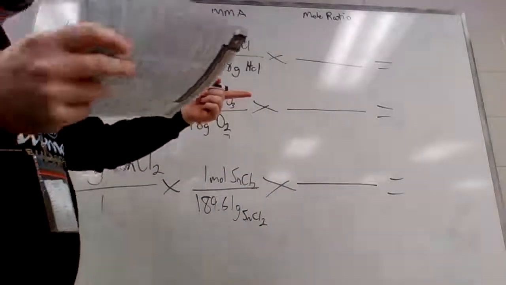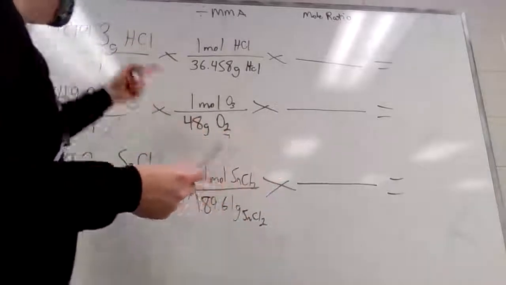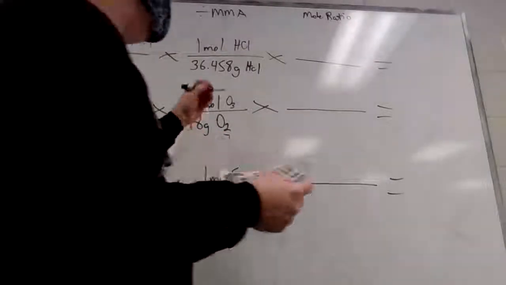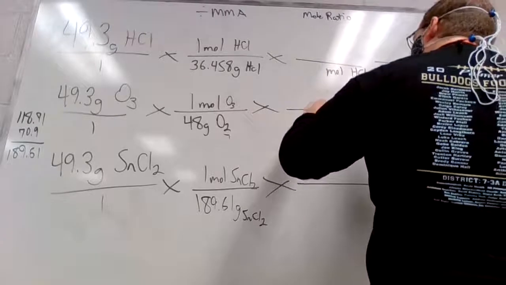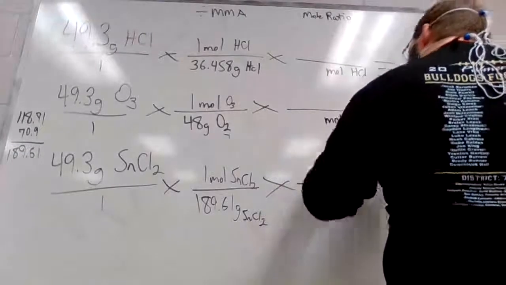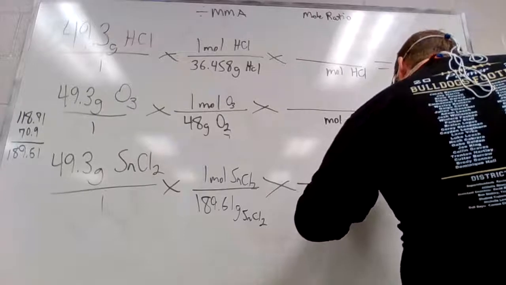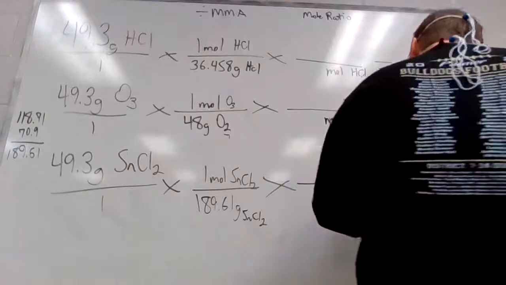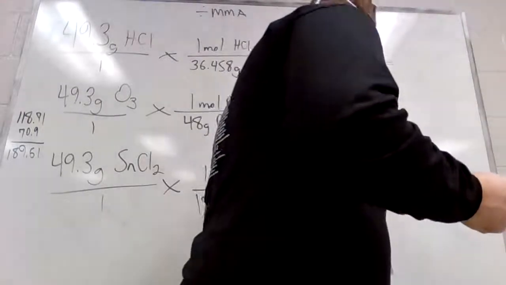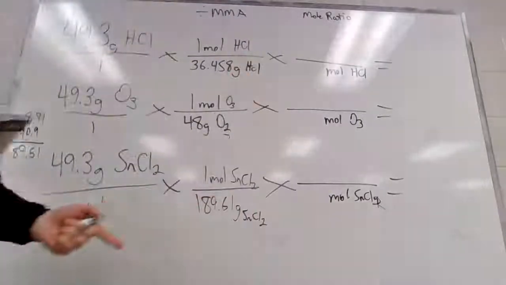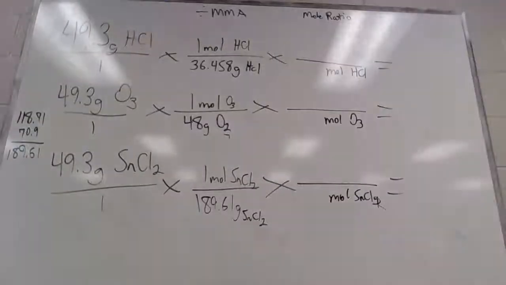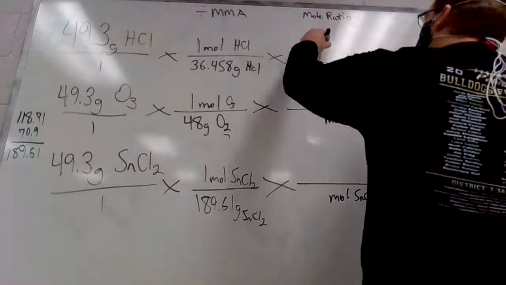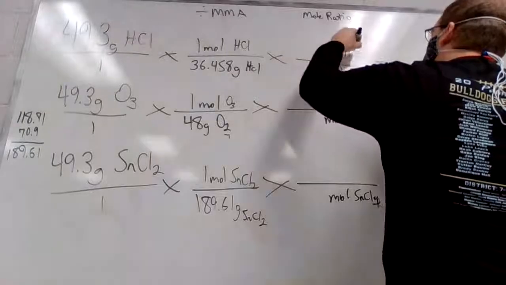I just need to set up my mole ratio. So I want my chemical A on the bottom of all three. So I'm going to have moles of HCl, moles of O3, and moles of SnCl4, or SnCl2, sorry, all on the bottom. And then I want to put moles of my chemical B on top. I've just decided that my chemical B is going to be this H2O, just to have something to go to. So I'm going to put moles of H2O on top.